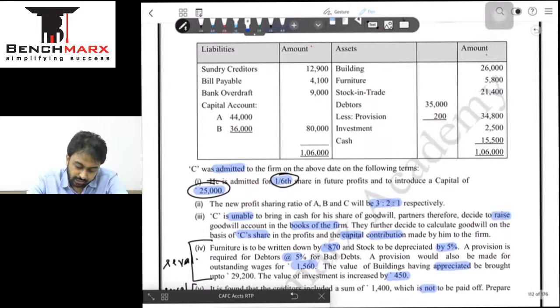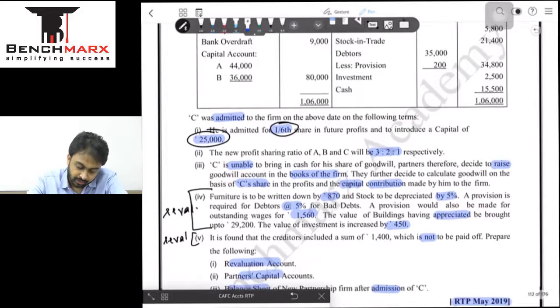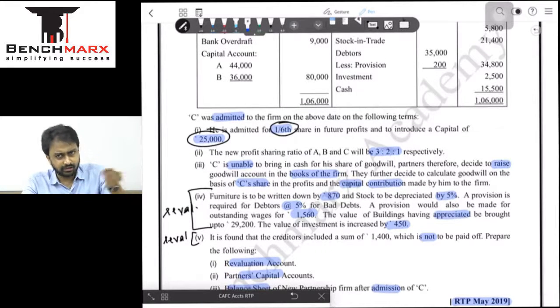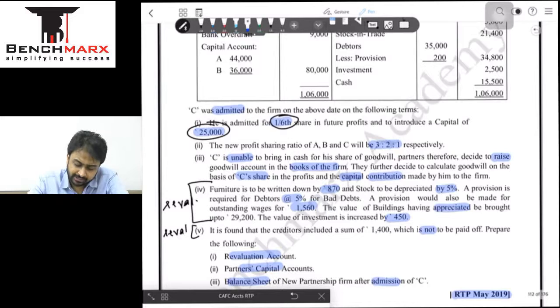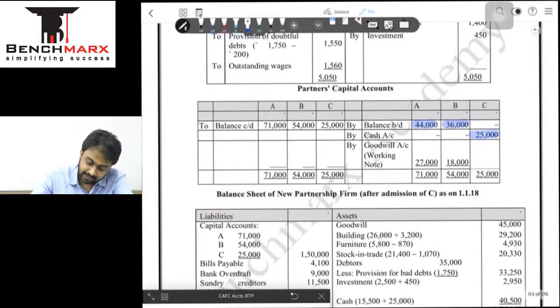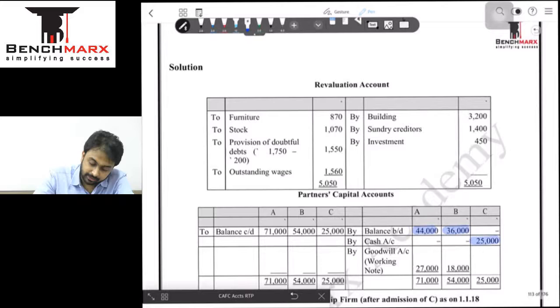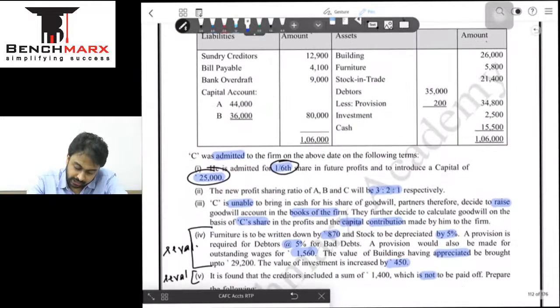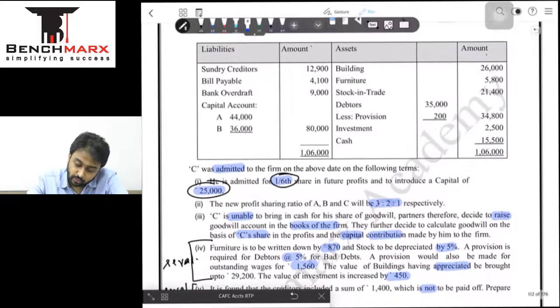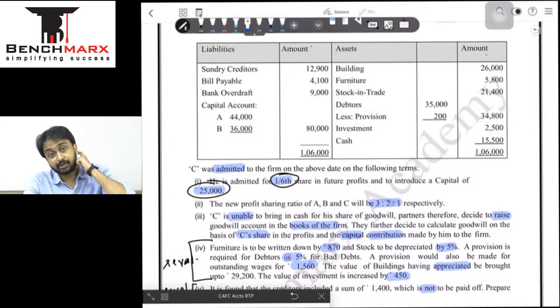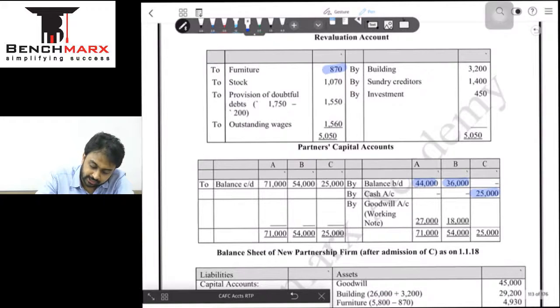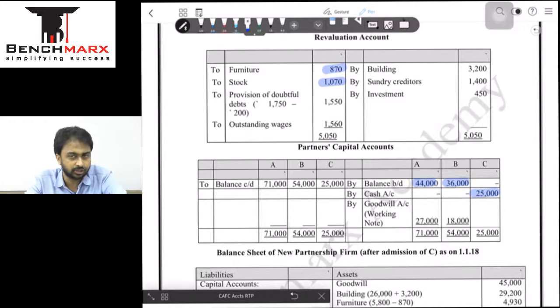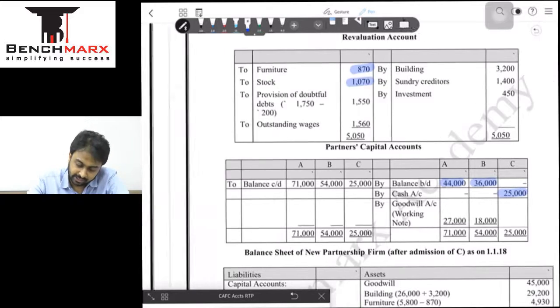ठीक है, now let us go towards the revaluation. ठीक है, जो भी goodwill है we'll do it after revaluation. Furniture written down by 870. So go to reval account debit side and write 870 on the debit side because it is a loss. It is to be revalued down. So it's a loss. ठीक है. Then stock is depreciated by 5%. Stock का value कितना है? 21,400. So 21,400 का 5% is again my loss. Appears to be 2140 का half, 1070. It is again revaluation debit because it is devaluation or value coming down. ठीक है, ये भी चला गया.